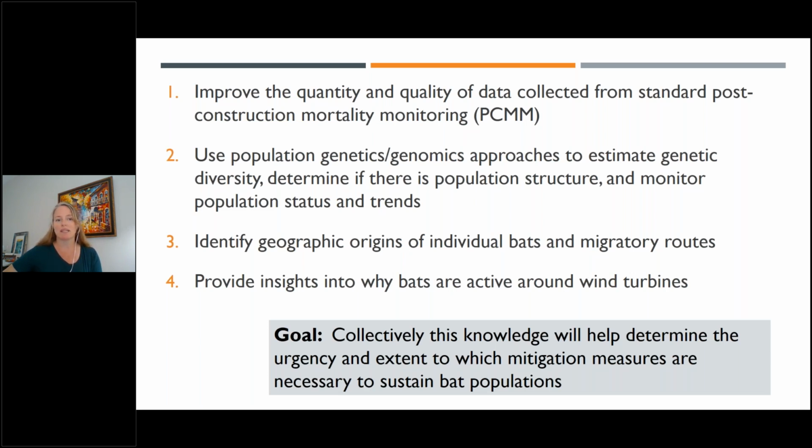And then last, these data can provide insights into why bats are active around wind turbines, which might help us come up with more effective strategies to minimize collision risk. And so collectively, the answers to all four of these questions will really help us determine the urgency and extent to which mitigation measures are necessary to sustain bat populations.